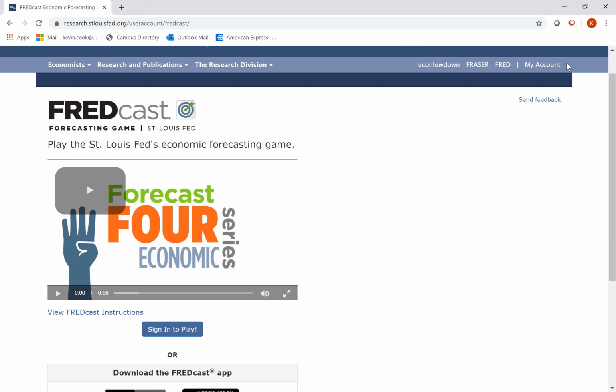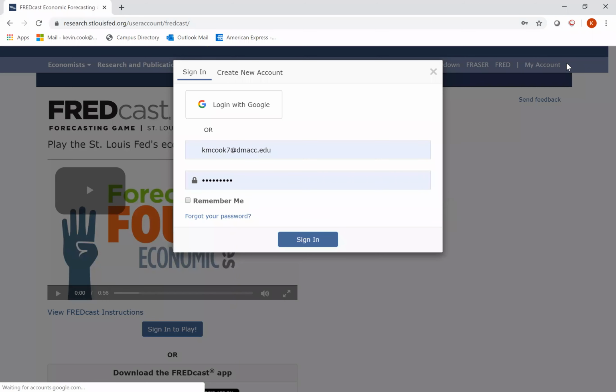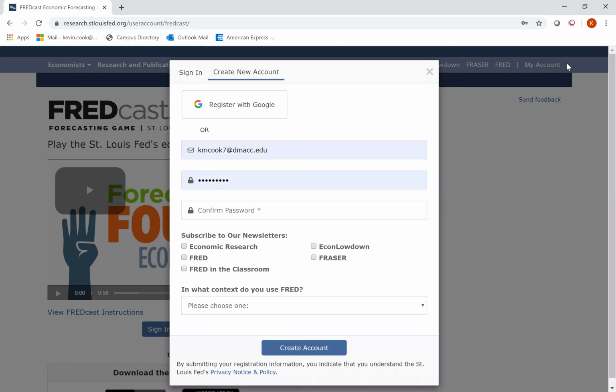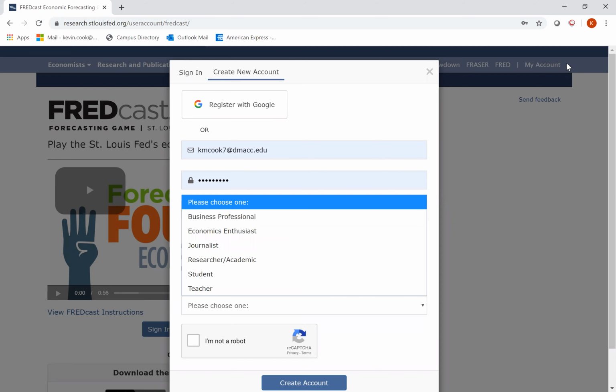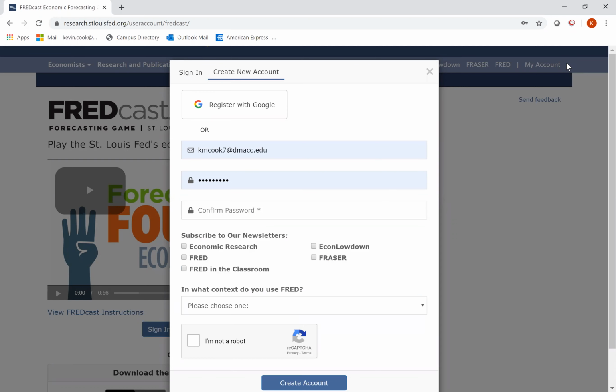So you'll click the link on the announcement, and then you'll click on sign in to play. Before that, you'll click create an account. If you want to subscribe to a newsletter, you can. You don't have to. I don't care if you do or not. I don't have a way to check, and it literally doesn't matter to me in the slightest. If any of the newsletters seem interesting, go for it. If not, don't. Where it says in what context, you'll say you're a student.